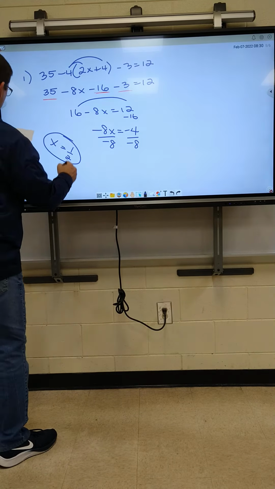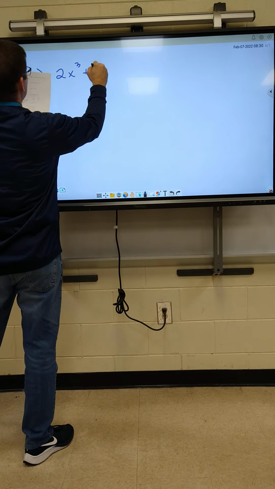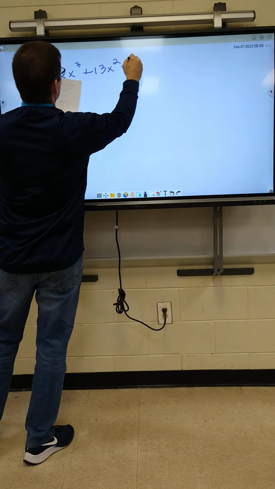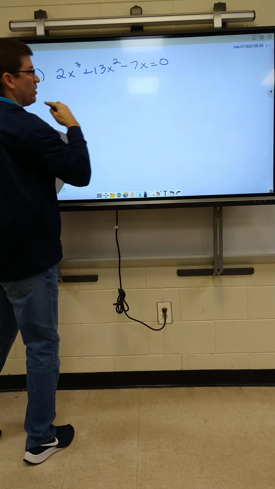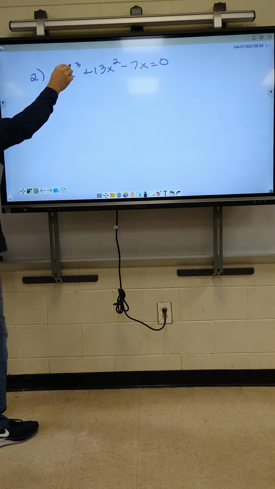All right, number 2. 2x to the third plus 13x squared minus 7x. We went over this on Thursday, I believe. We got to find 3 answers, right? Each number has an x in common. What are you supposed to do when each number has an x in common? Y'all remember? Take out an x out front, just like this.